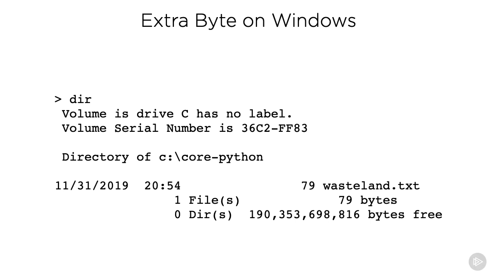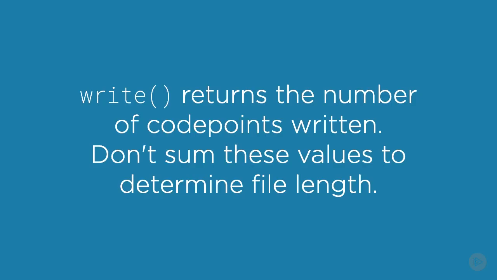Here, you should see wasteland.txt with 79 bytes, one more than on Unix, because Python's universal newline behavior for files has translated the line ending to your platform's native endings. The number returned by the write method is the number of code points, or characters in the string passed to write, not the number of bytes written to the file after encoding and universal newline translation. In general, when working with text files, you cannot sum the quantities returned by write to determine the length of the file in bytes.